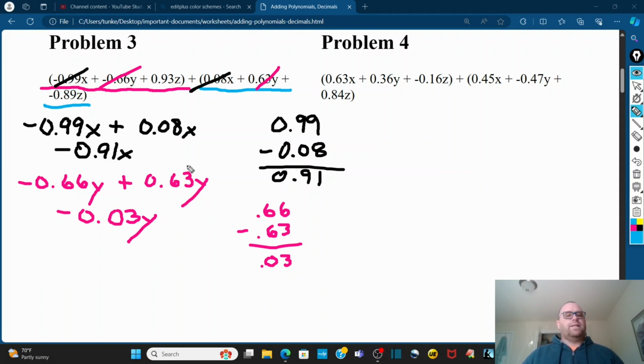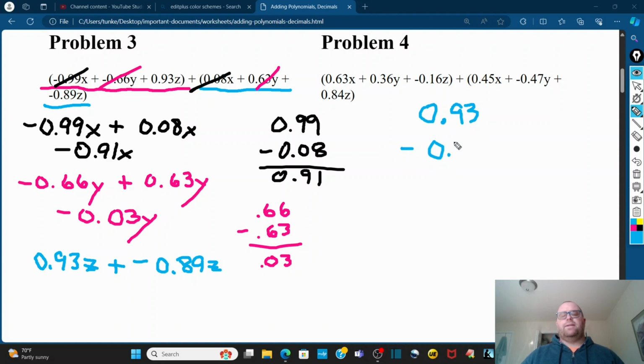Now let's do the z's. So we have 0.93z, and we're adding a negative that's closer to 0 than 0.93. We're going to add a negative 0.89z. Okay, so I'm going to take 0.93 and I'm going to subtract 0.89. I'm going to get 0.04. It's going to be 0.04z for our z value.